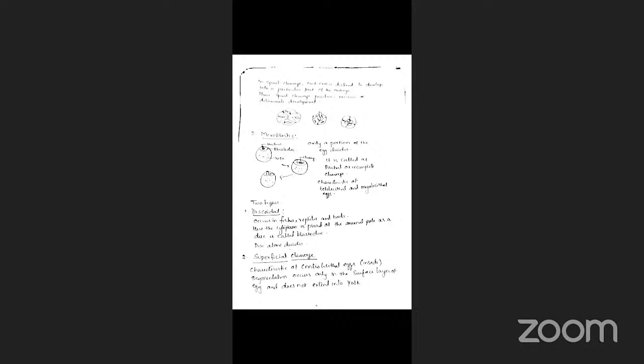In spiral cleavage, each cell is distinct, and they develop into a particular part of an embryo, and it produces a mosaic type of determinate cleavage. You see in this figure that the cleavage is occurring at different angles. As a result, the orientation of the cells is totally different.